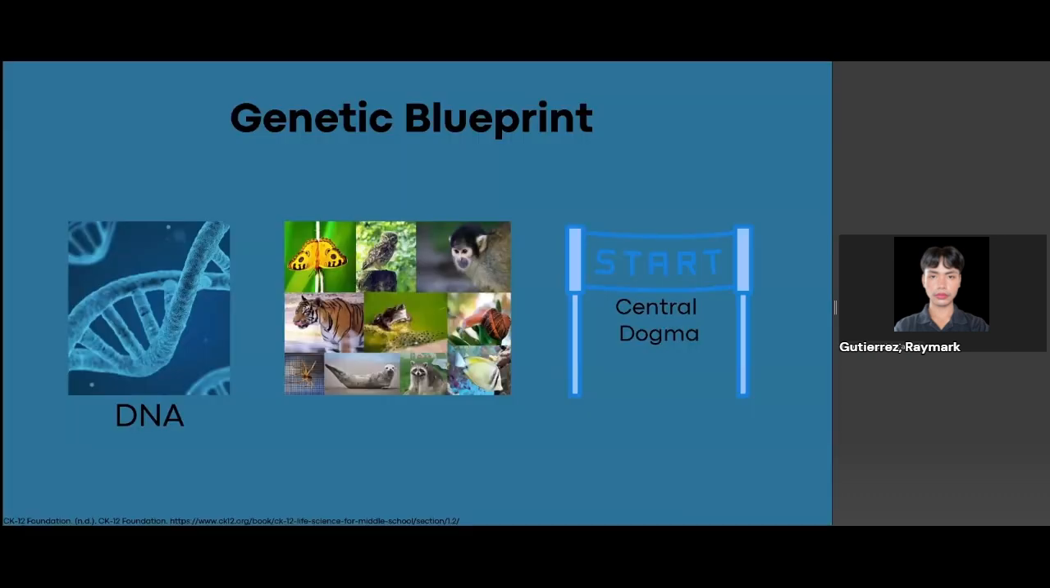Now, let us begin our exploration of how life expresses its genetic code. The genetic blueprint focuses on the DNA, the molecule that holds all the genetic instructions necessary for life. This part plays a central role in the central dogma of molecular biology because it serves as a starting point in the flow of genetic information. Next slide, please.